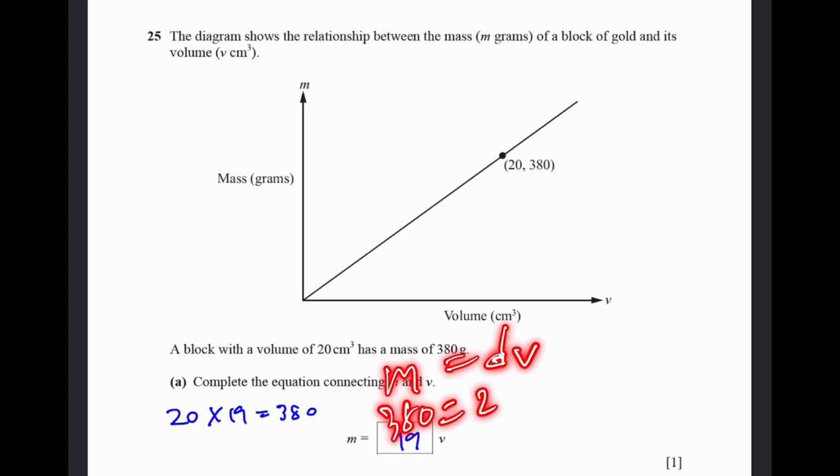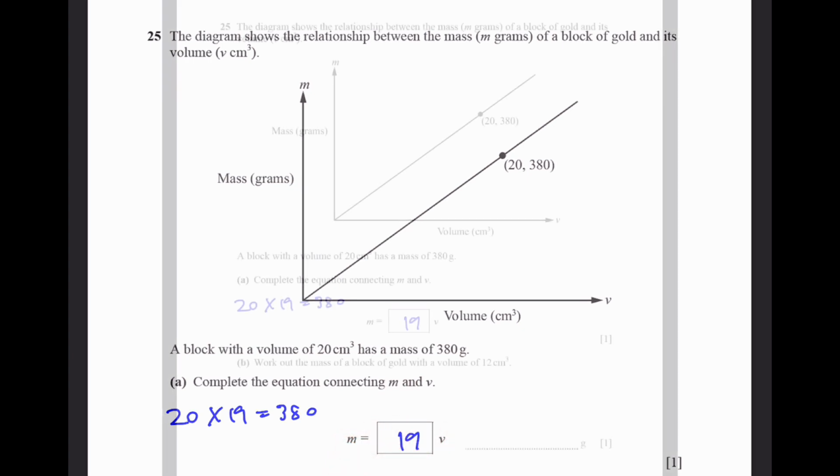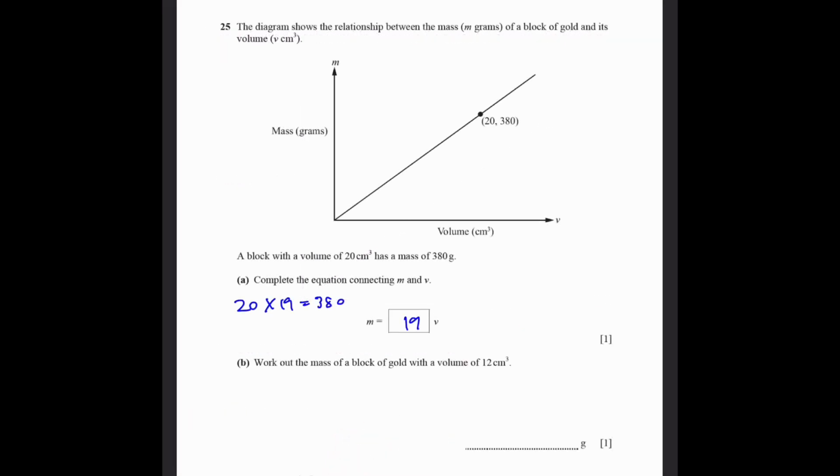That's equal to 20d. That means d is equal to 380 by 20, which is 19. And that means you can substitute m is equal to 19v. That's the answer. Work out the mass of a block of gold with the volume of 12 centimeters cube. So that means we get 19 into 12. That's equal to the mass. So that'll be equal to, if we do it correctly, 228 grams.